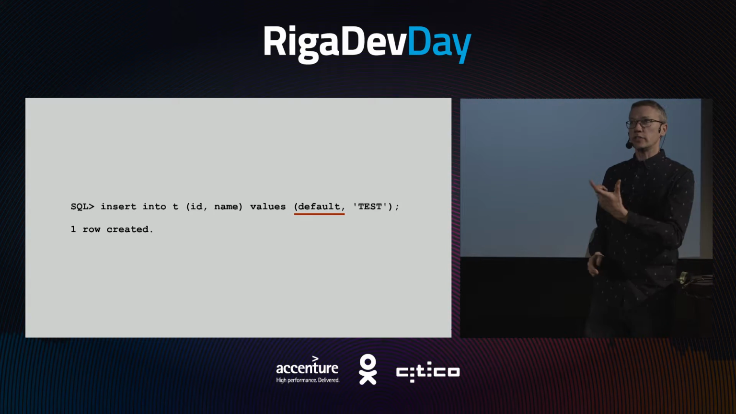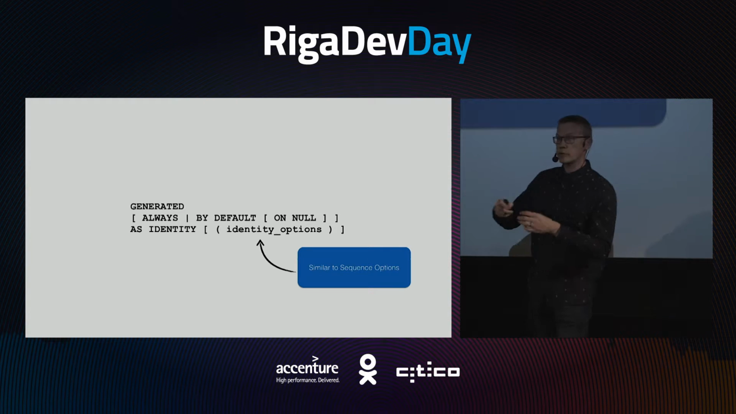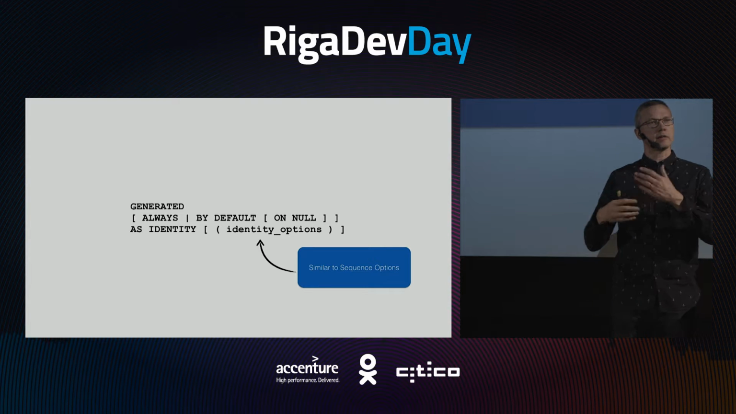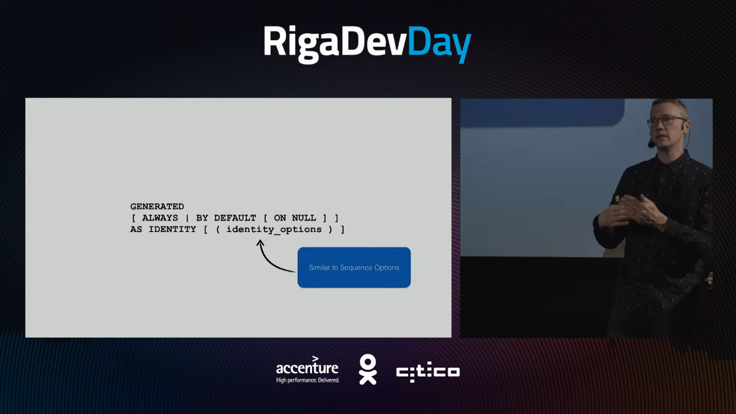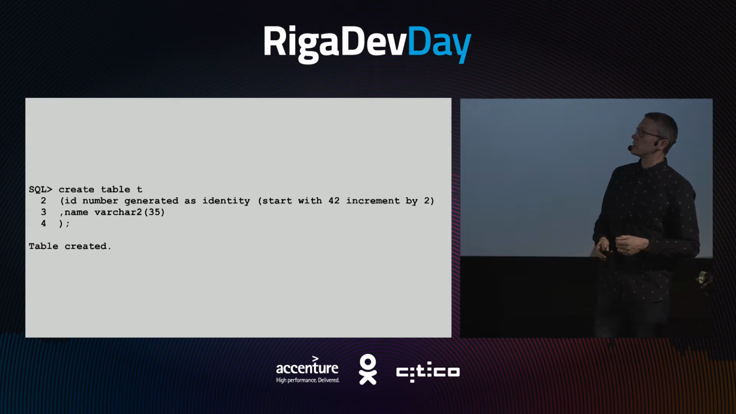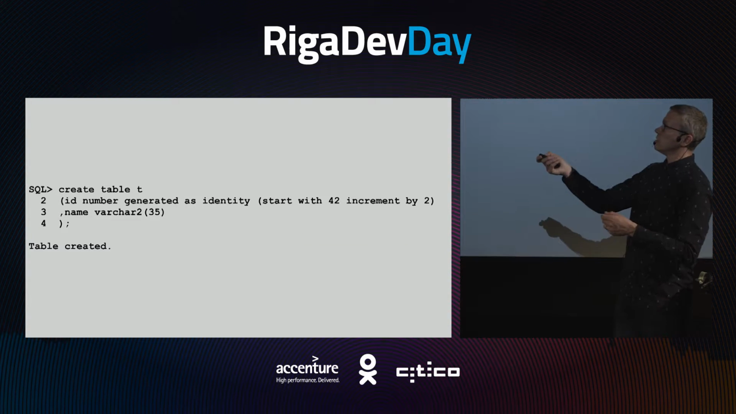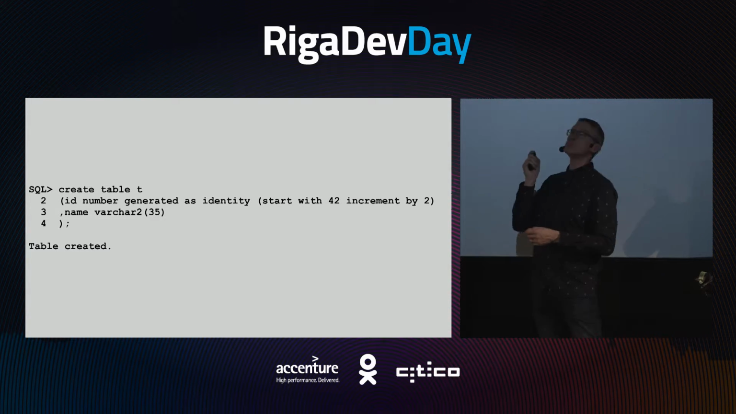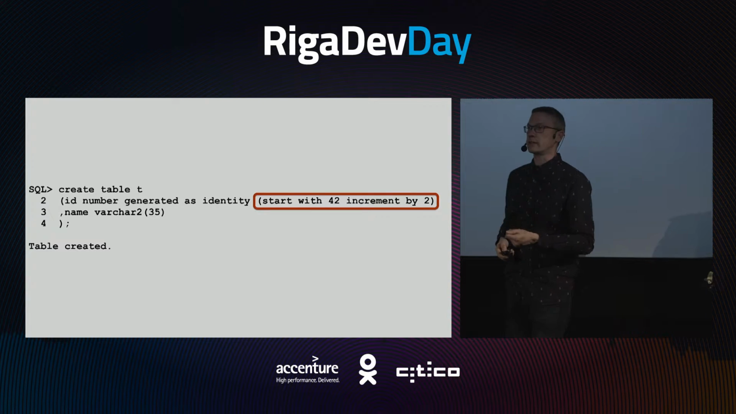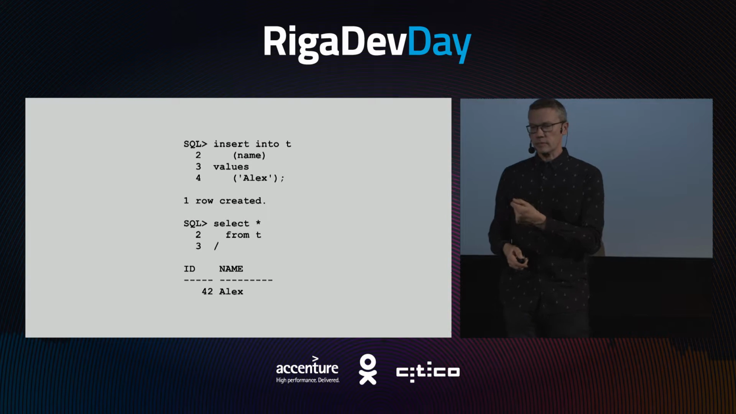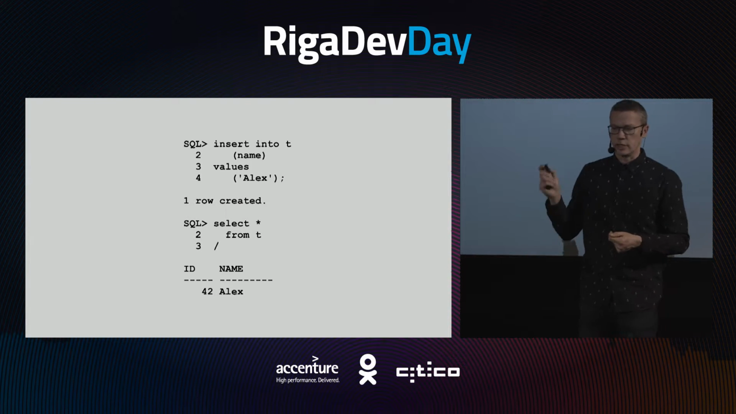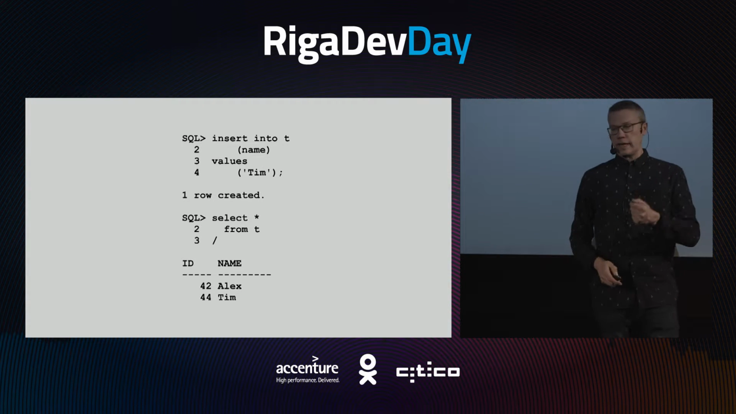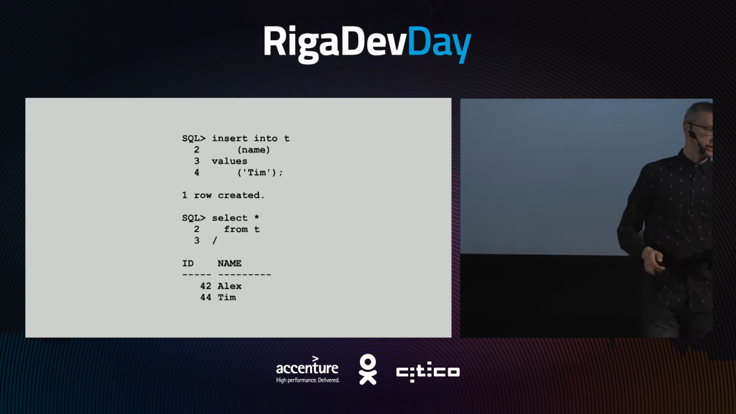Using this identity column, you can always specify, just like sequence options, how you want this identity column to be generated. Because it is a sequence under the covers, you can specify how you want it. You can say, I have this table T, the ID is generated, and it starts with 42, and it's incremented by 2. Now if you start populating this table, insert Alex, and you select from it, it starts with 42. Add another row, and because it will skip 2, you get 44.